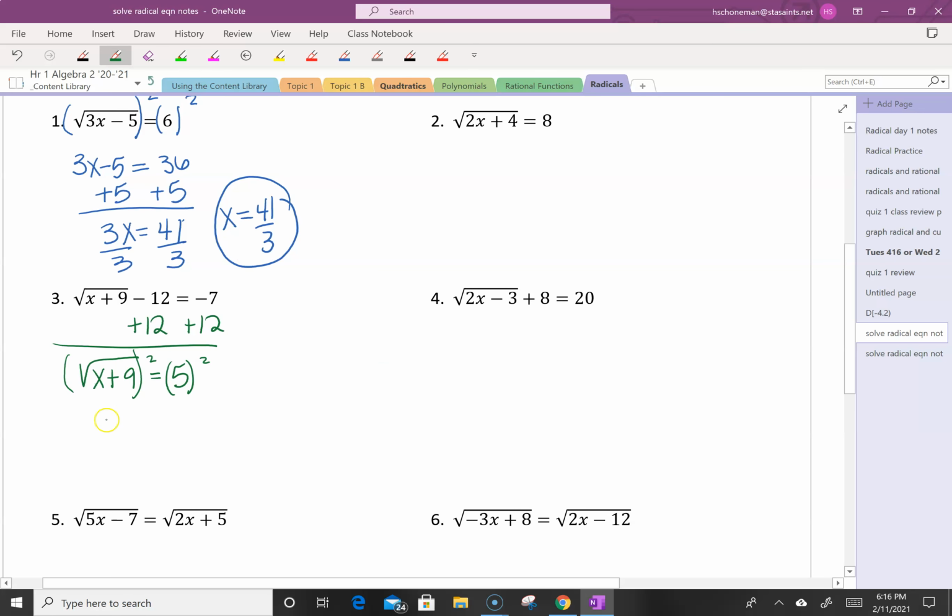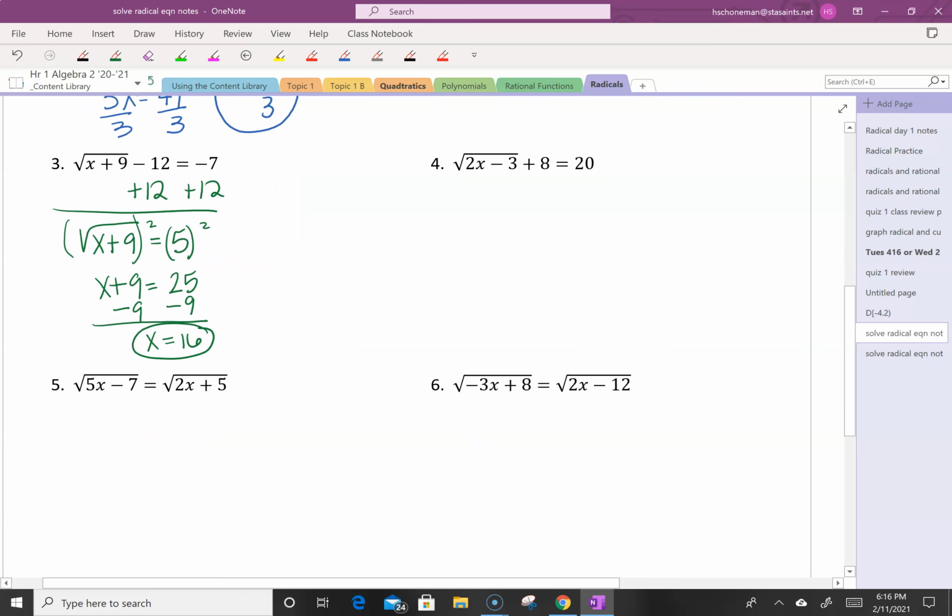So on the left, when I square that, I get x plus 9. And on the right, when I square that, I get 25. So now to solve, I'm going to subtract 9 from both sides. And 25 minus 9 would be 16. All right, same thing on number 4. You would subtract 8 from both sides and then square both sides.